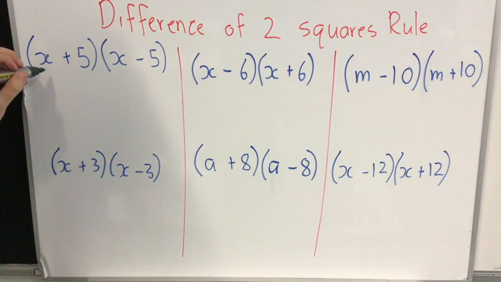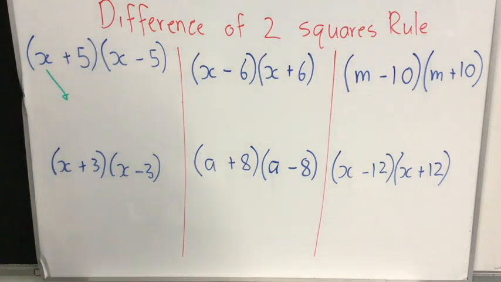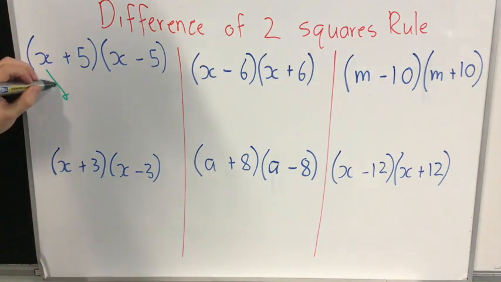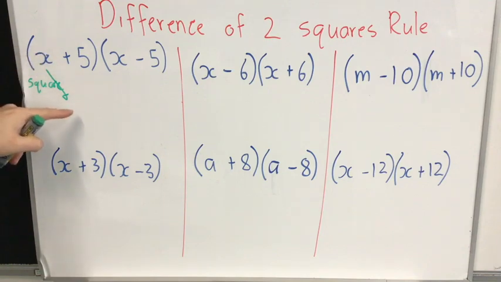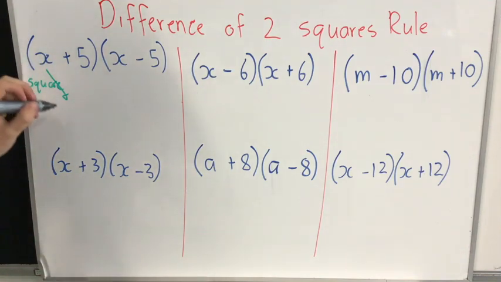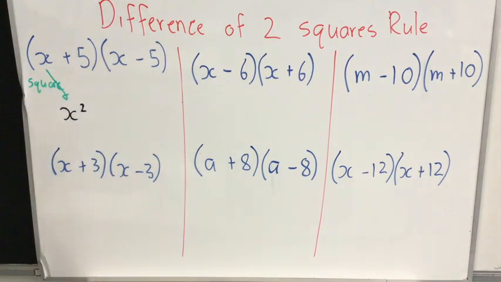Whatever the first thing is in the bracket, whatever it is, square it and write it down here. So make yourself a little note, whatever the first thing is in the bracket, square it. That's x squared. That's all that you need to write down there. Leave a little bit of a space where you need to write one little thing in between.